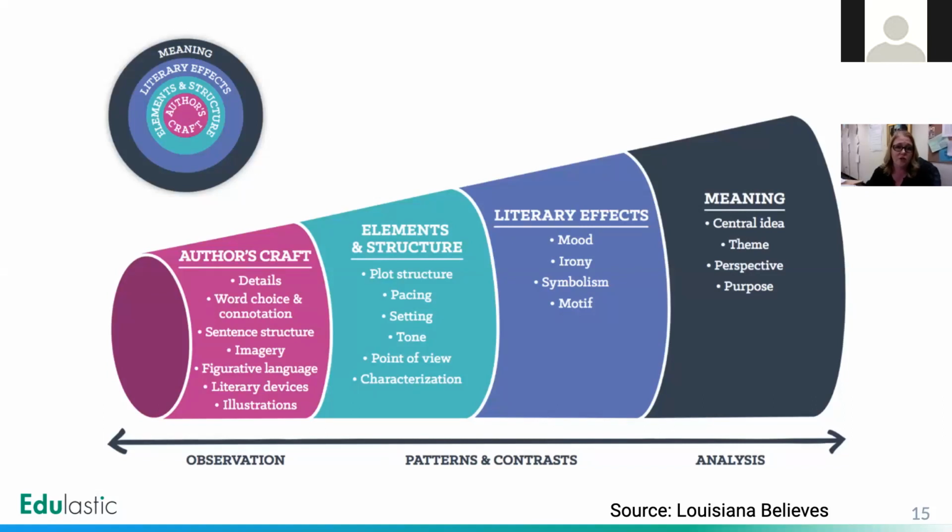This is called the reader circles. What I'm doing is asking them questions that start with observation questions and go up to analysis questions. I'm not going to start with a theme question or a purpose question because that's a higher level of thinking. So I want to make sure that I'm asking those questions later and leading my questions up to that. I'm going to ask questions about the author's craft and elements and structure before I even get to literary effects and meaning.